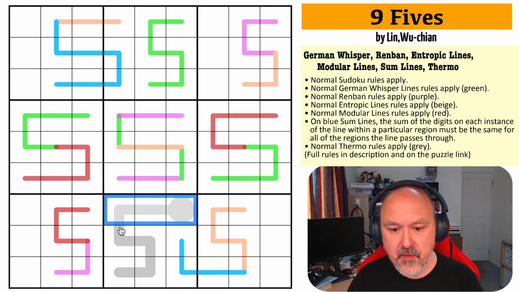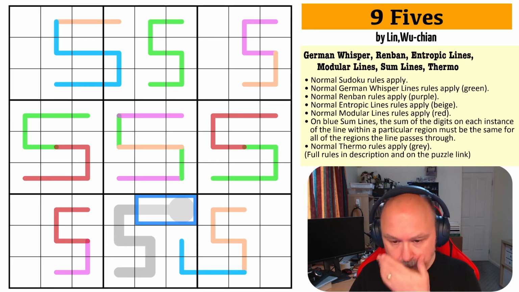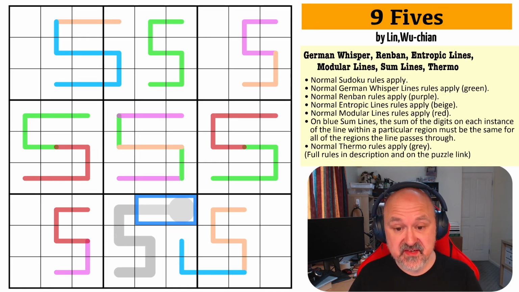And then we've got a thermo, and along the thermo, digits must strictly increase from the bulb to the tip. So this will be higher than this will be higher than this, all the way down the thermo. They cannot go down, they cannot stay the same. I have no idea on the difficulty of this puzzle. There's a lot going on, so I'm probably going to miss stuff.